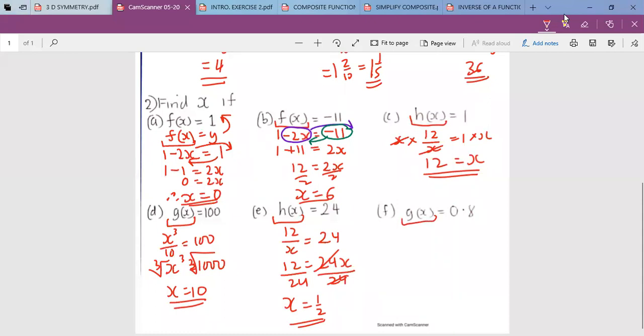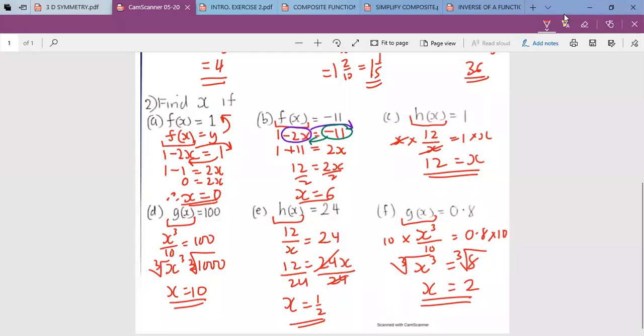Next, I have to substitute g. And remember my g is 3x over 10 is equal to 0.8. I cross multiply, times 10. So I have x to the power 3 is equal to 8. I do the cube root. I get my x is equal to 2.